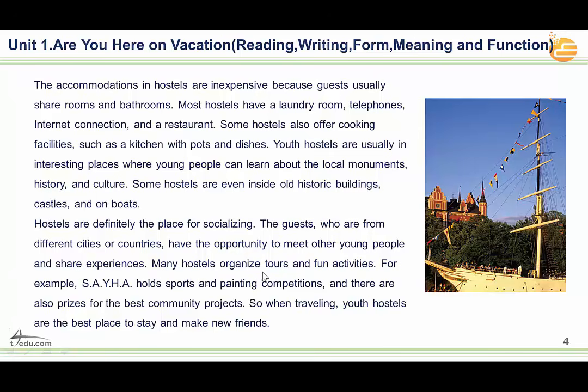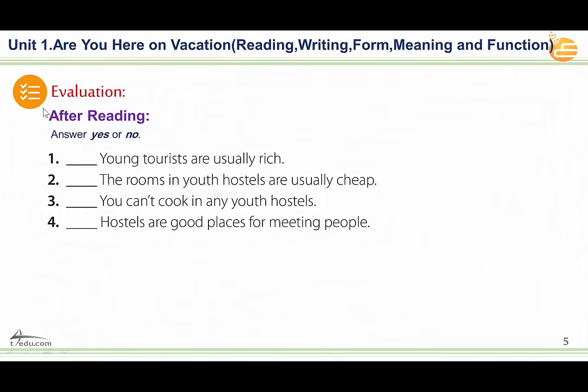The guests, who are from different cities or countries, have the opportunity to meet other young people and share experiences. Many hostels organize tours and fun activities. For example, SAYHA holds sports and painting competitions, and there are also prizes for the best community projects. So, when traveling, youth hostels are the best place to stay and make new friends. Very nice, excellent. So we have a lot of information about the youth hostels and SAYHA, okay? So now we have an evaluation.